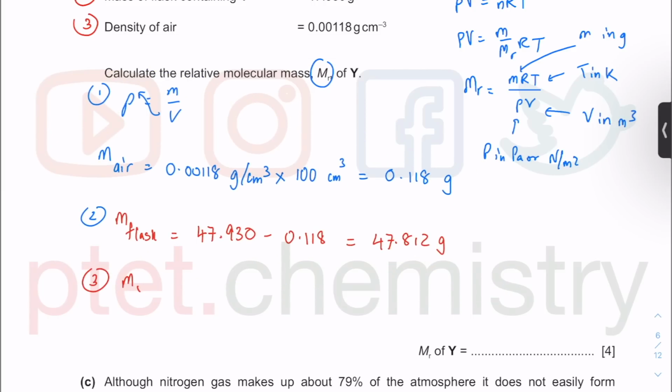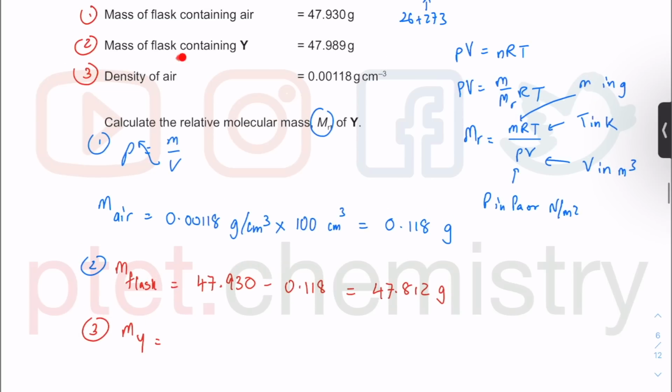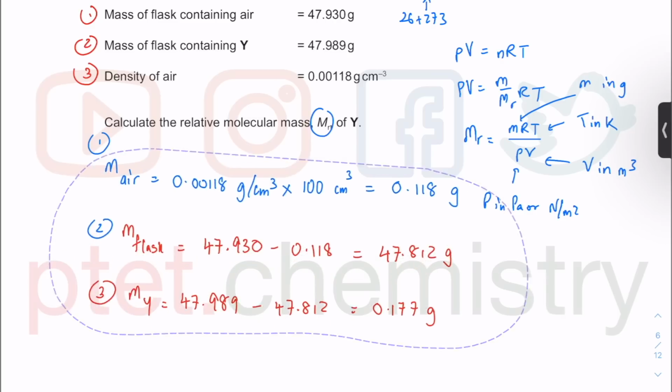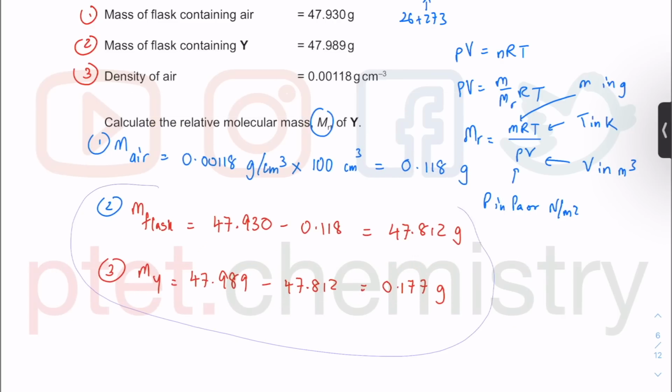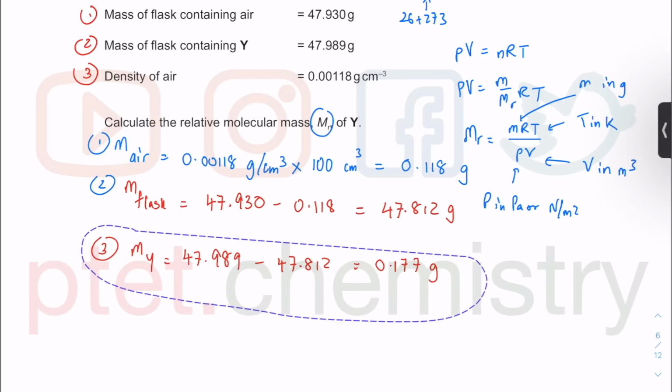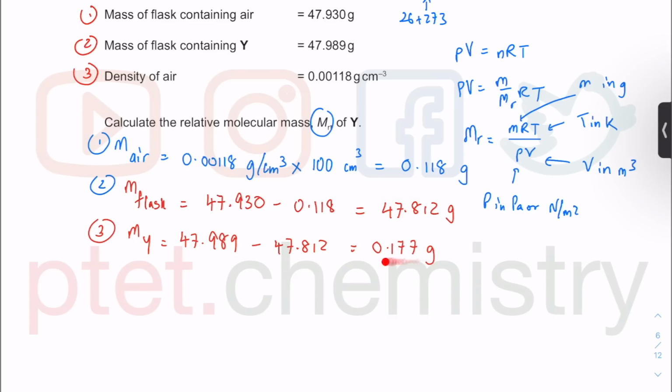Part 3, so the mass of Y is going to be the difference between the mass of flask containing Y minus the mass of the empty flask. So 47.989, that's the mass of the flask plus Y, minus the mass of the empty flask, 47.812, and this is going to give me 0.177 gram. So having done all that, I think we are ready to sub in a few things, and then we can get cracking with our calculation, which is PV equal to nRT kind of calculation. I guess the difficult bit is really working out the mass of the gas Y there.